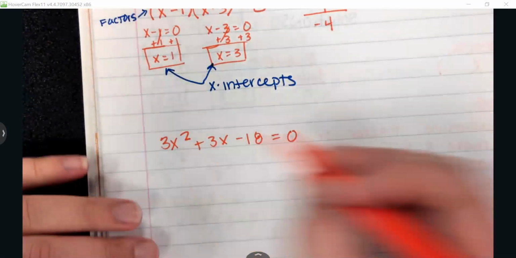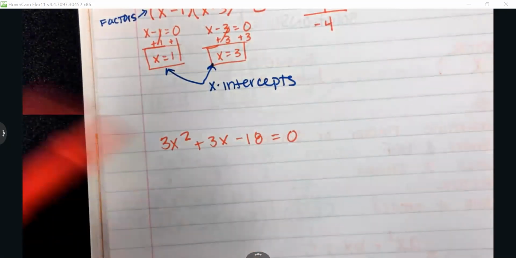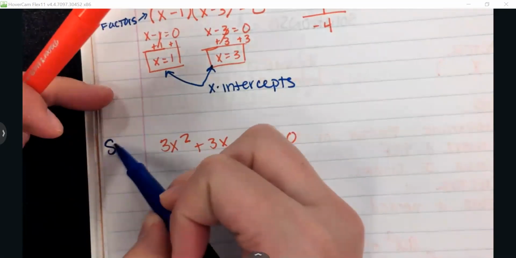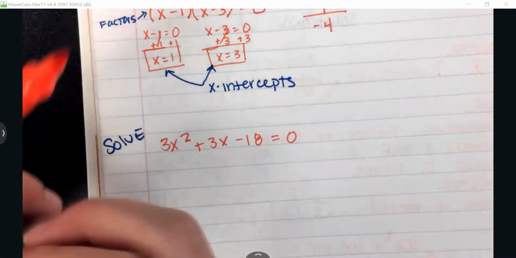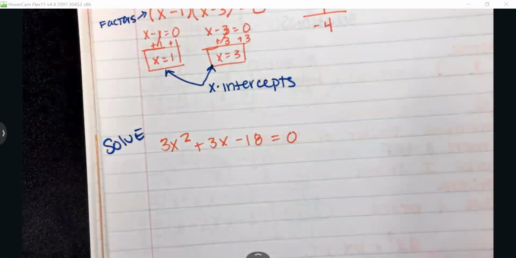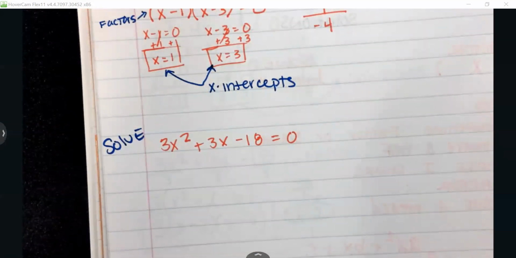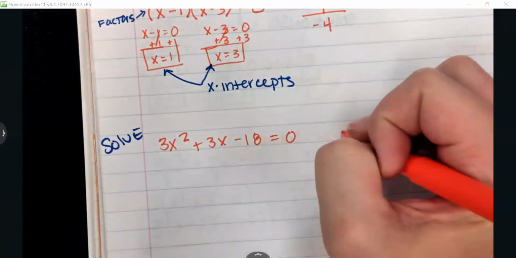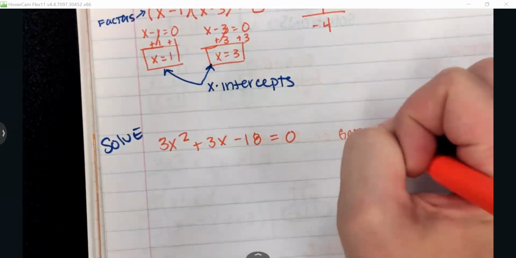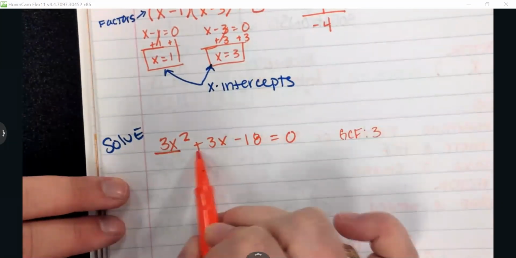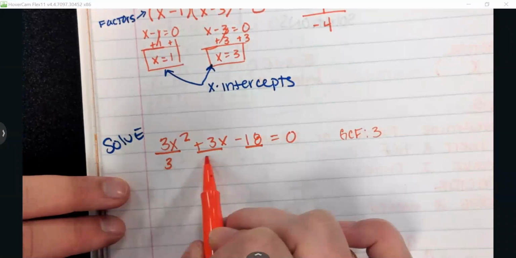Okay. First question, am I factoring or solving? I'm solving, very good. Second question, is there a GCF? What is it? My GCF is 3. So just like we did in the warm-up, I'm going to divide every single thing by 3.